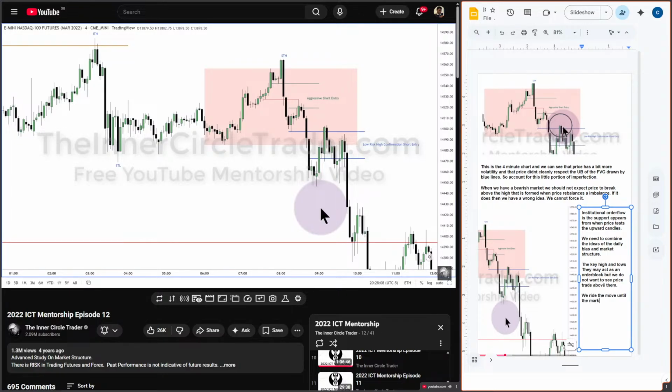So I've given you two main components to market structure and institutional order flow. How to know when the move is still good and not be afraid, how do you know when the move is likely to be dynamic, and how do you know when the idea is probably flawed and your interpretation or your analysis is wrong.